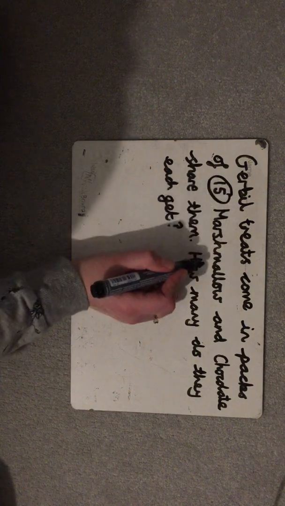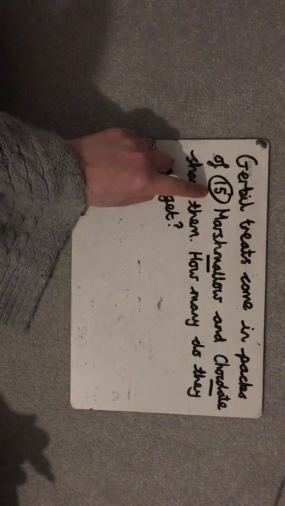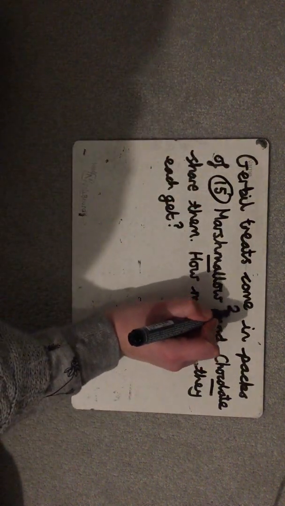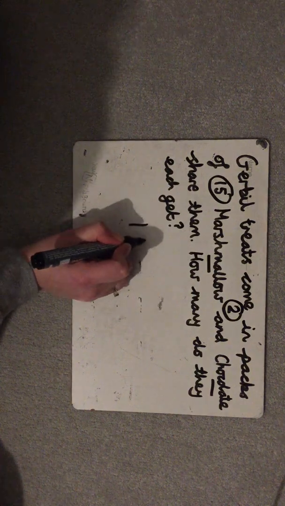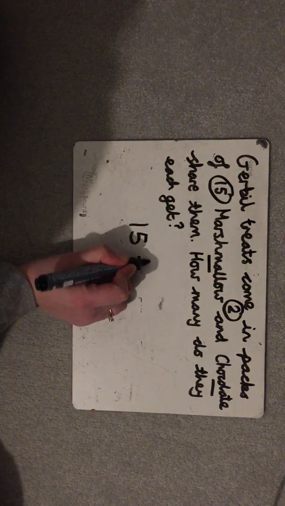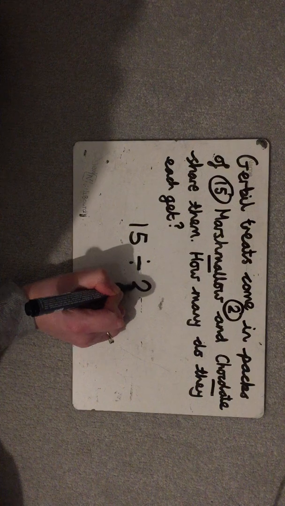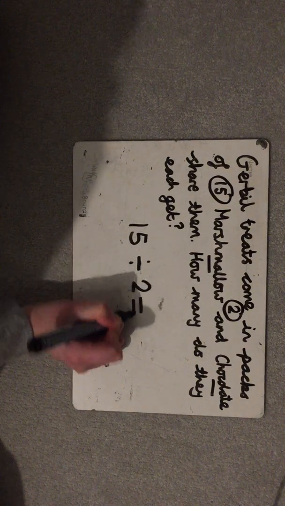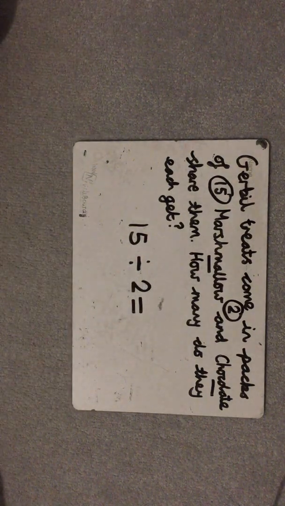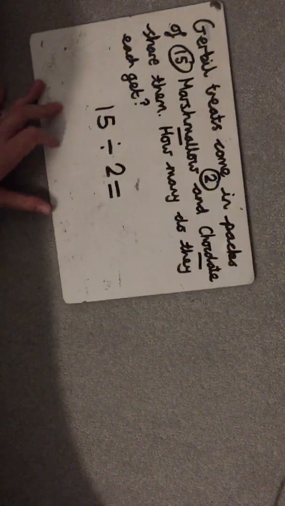So how am I going to share 15 treats between Marshmallow and Chocolate? What's my number sentence first of all? I've got 15 treats and I've got 2 gerbils that I'm sharing them between. What number sentence should I write? Pause and say it to yourself. That's right, my number sentence will be 15 treats shared between or divided by 2 gerbils is the same as. How am I going to work that out? Let's have a go together.